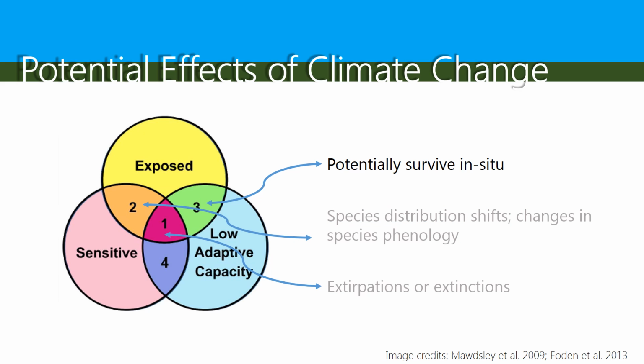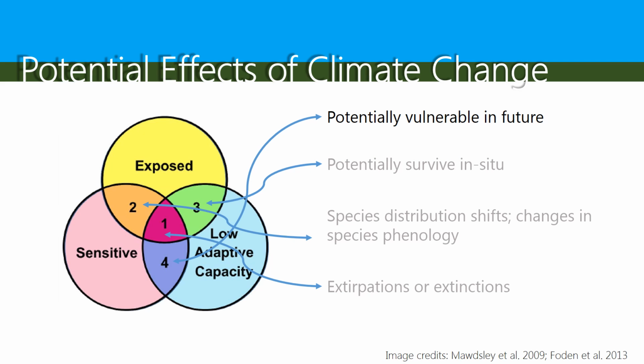Those species in group 3 are what we call potential persisters. So they have low adaptive capacity and are exposed to climate change, however they are not sensitive to the change of climate. So these species may be able to withstand the change of the climate in their own environment by themselves.